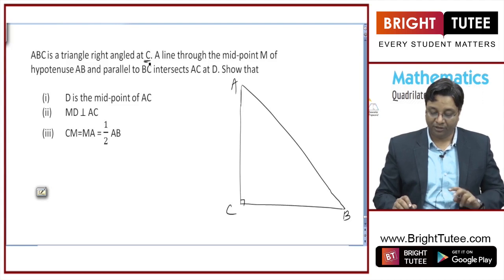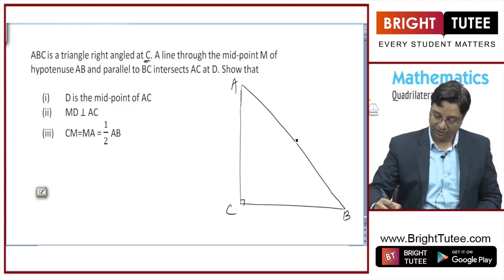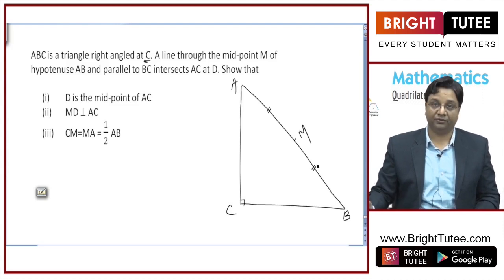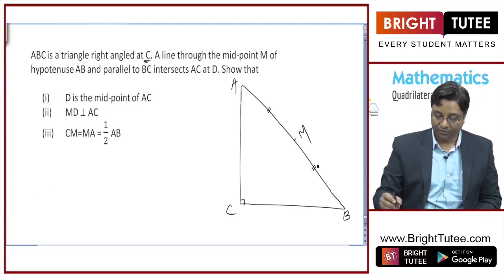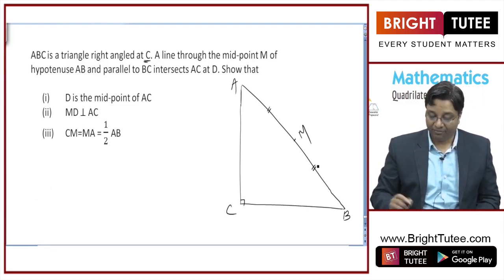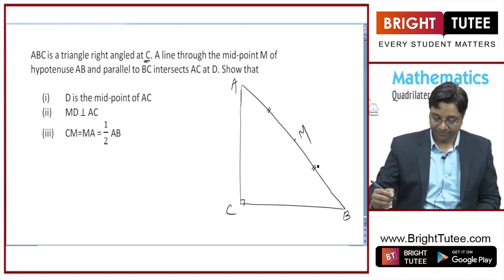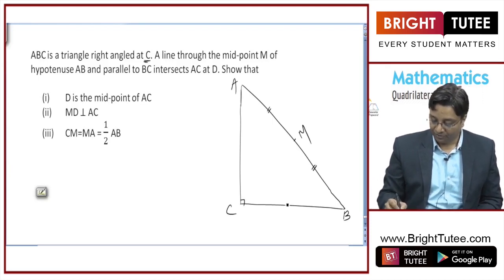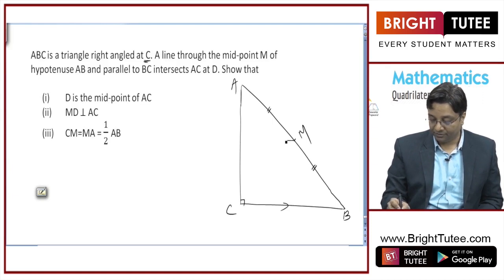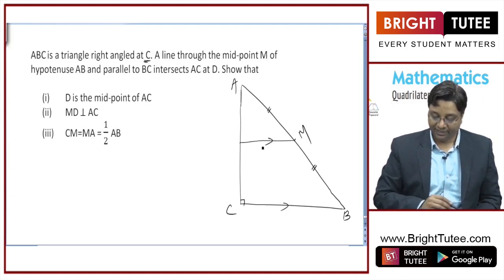A line through the midpoint M of hypotenuse AB, and parallel to BC. So this is M and it is the midpoint of AB. So these two lines are parallel, and the line intersects AC at D.